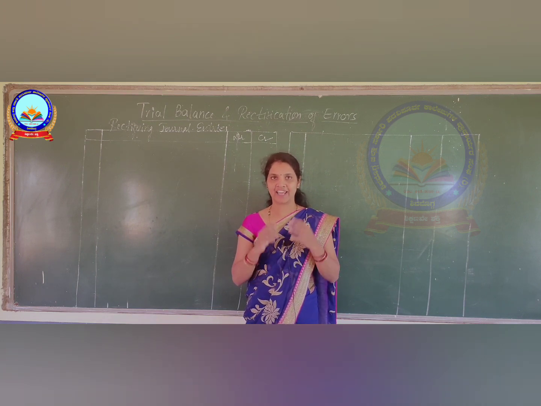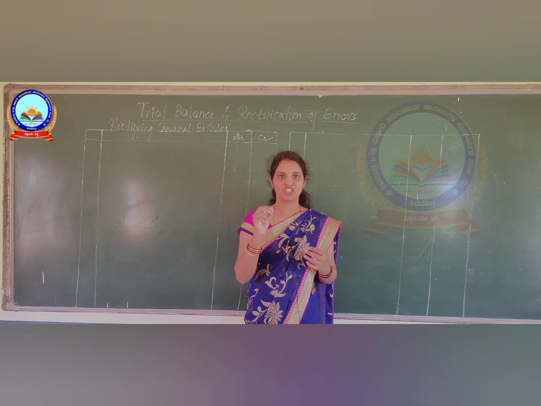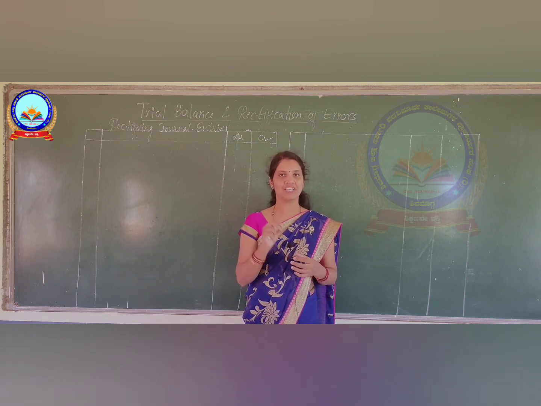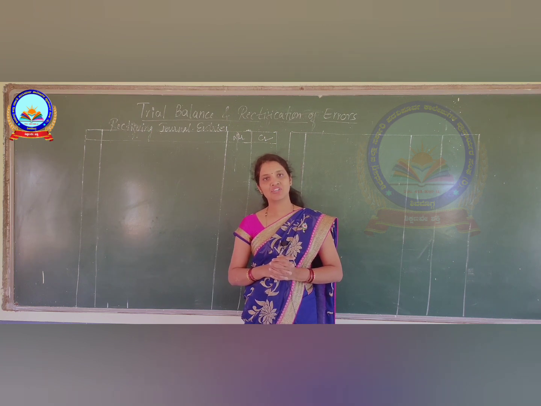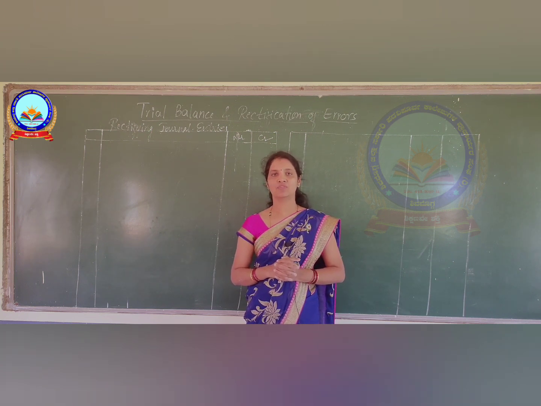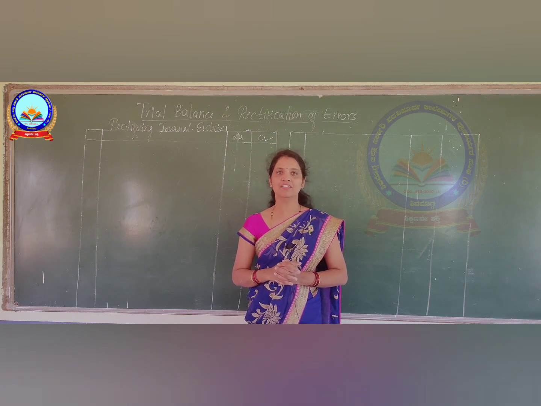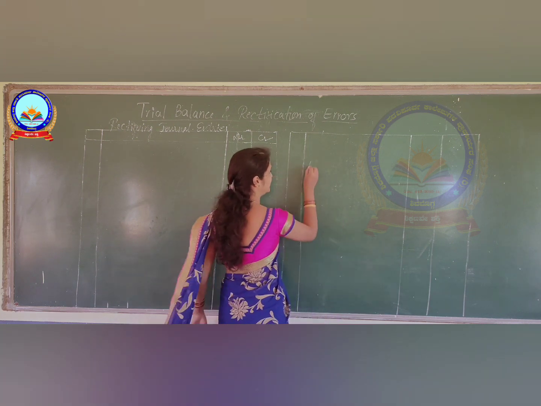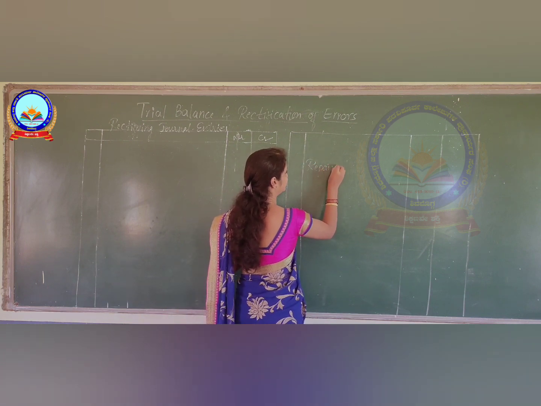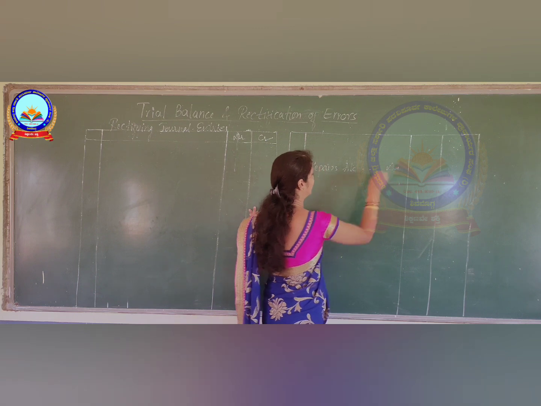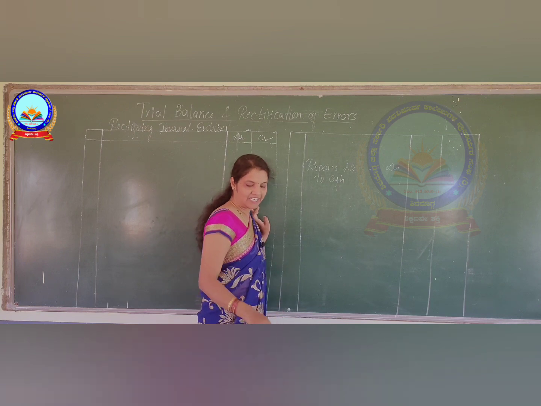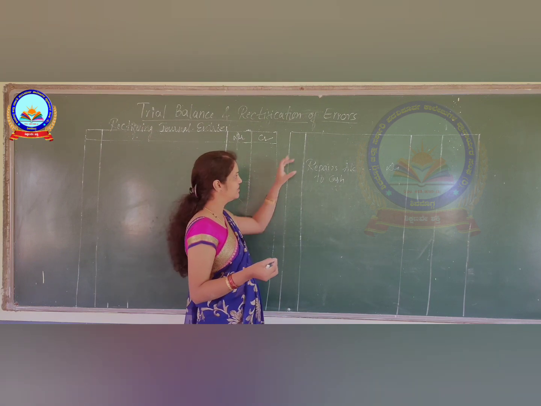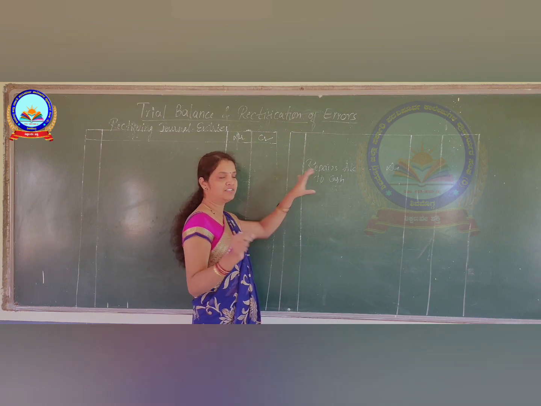Now, what would be the journal entry? Actual entry would be repairs account debit or repairs to machinery account debit to cash account. Because repairs is an expense, debit the expense, we are paying cash, credit the cash. Repairs account debit to cash account is the correct entry. So I am writing the correct entry here. Repairs account debit to cash. What is the error here? It is debited to machinery account, means instead of repairs, machinery account is debited.